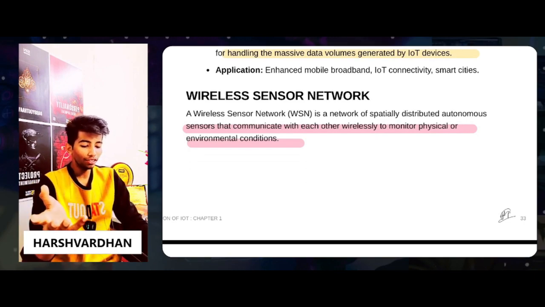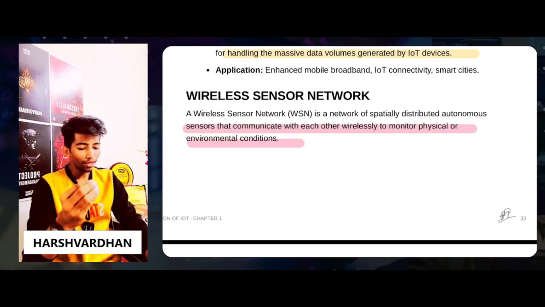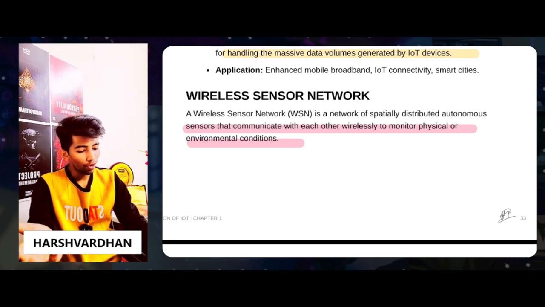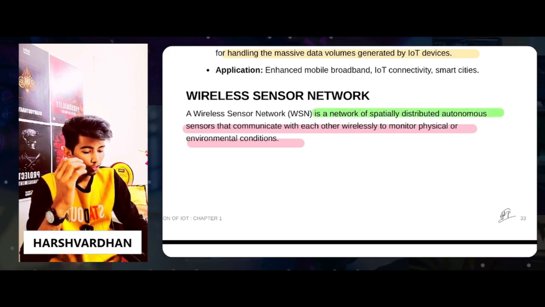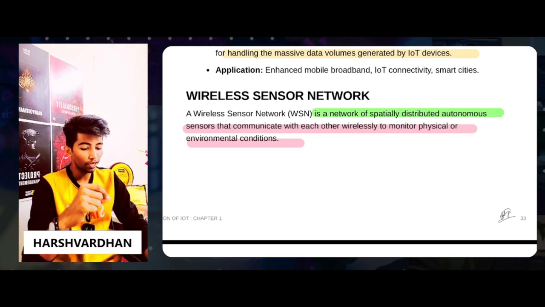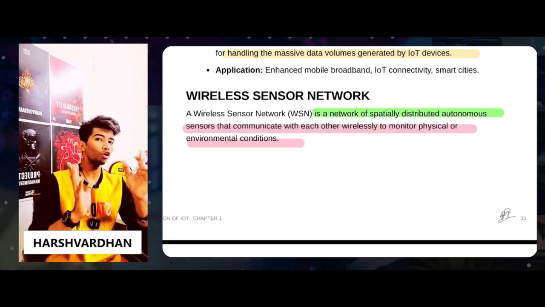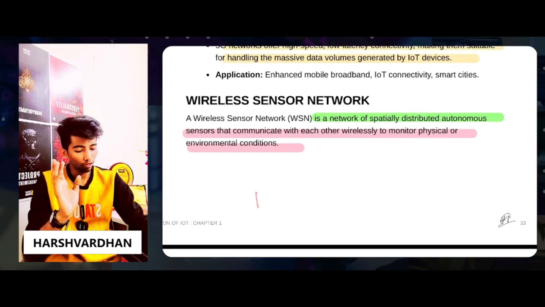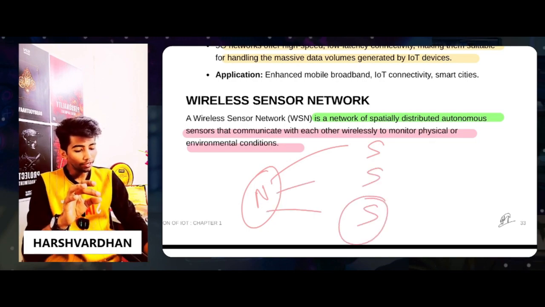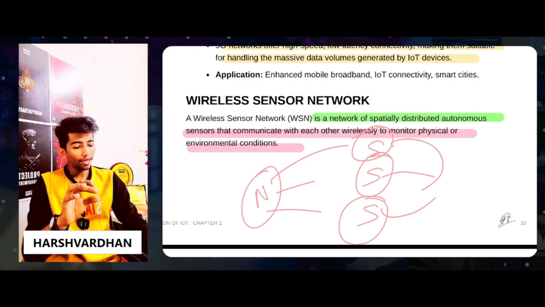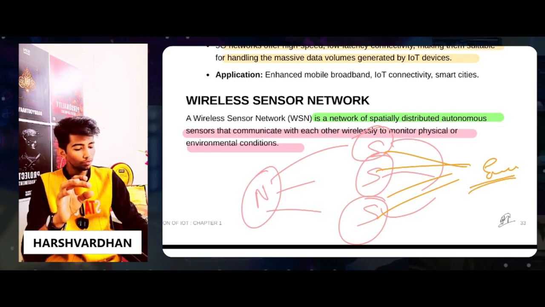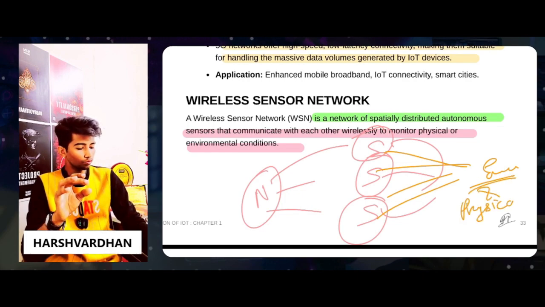Talking about wireless sensor networks, what are these sensors? Let's talk about the wireless sensor network. A wireless sensor network is a network of spatially distributed autonomous sensors that communicate with each other wirelessly to monitor physical and environmental conditions. So it is a network of sensors. It is first of all a network, but this network consists of sensors which are connected with each other wirelessly, and they are monitoring the environmental and physical conditions. So this thing is happening.